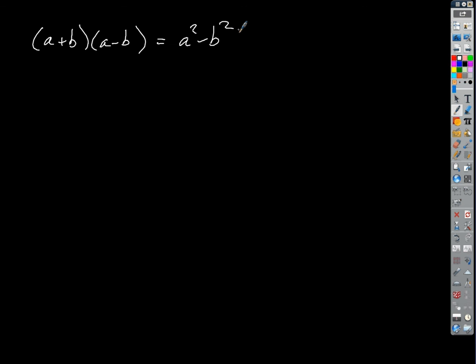This makes sense too, doesn't it? If I were to distribute, I would get a squared minus ab plus ab minus b squared. So the plus ab and the minus ab cancel. We call those the cross products. Okay, so there's one of them. You already know this one. The next four are just some binomial expansions. We're going to take binomials to powers. If I have a plus b squared, what does that work out to be?